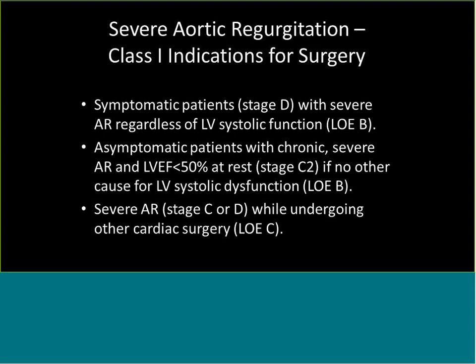Last one, indications for surgery for these patients are symptomatic stage D with severe regurgitation regardless of their LV systolic function. So that's the level of evidence.